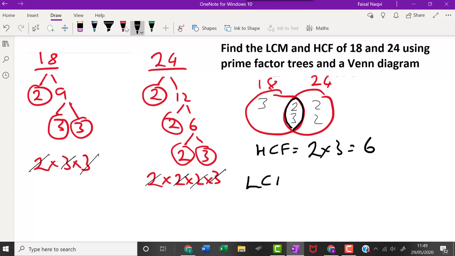The lowest common multiple are all of the numbers multiplied together. So that's 2 times 2 times 2 times 3 times 3. So the LCM, the lowest common multiple, is going to be 72.